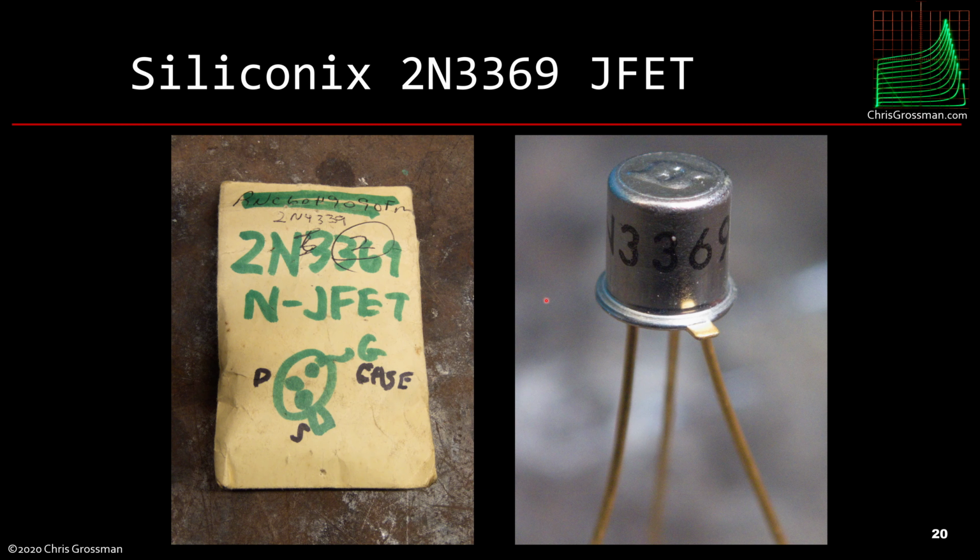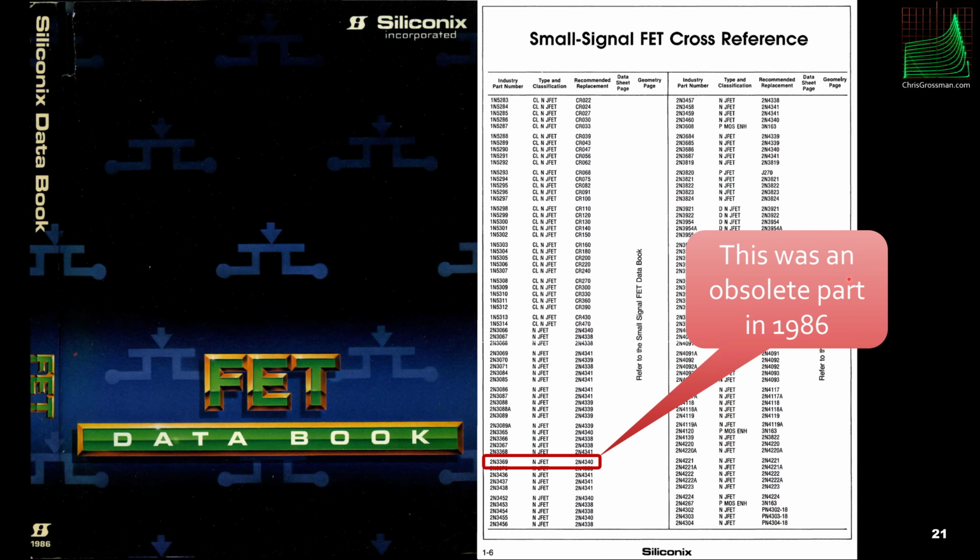Anyway, I dug through my box of parts, and I have a big box labeled discrete transistors, and in there I found this bag of JFETs. It's a Siliconix part. You can see the Siliconix symbol on the top of the can. It's a 2N3369. I went on the internet and found this old Siliconix data book from 1986. And in 1986, this part was already obsolete, replaced with another part. So this wasn't too helpful.